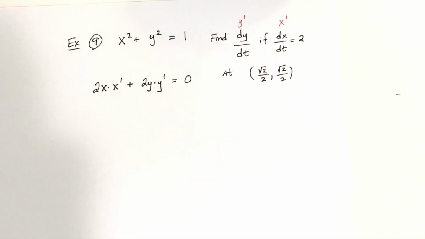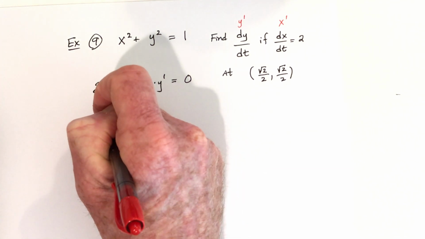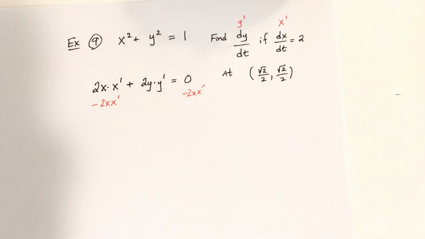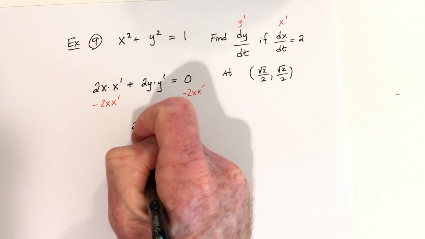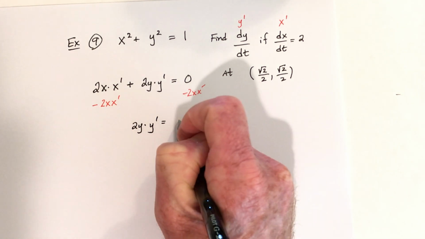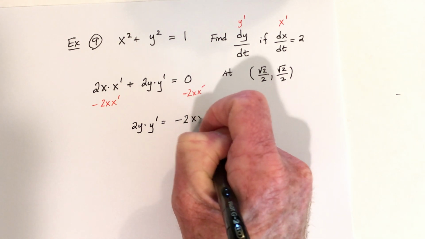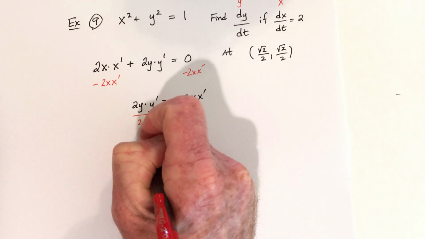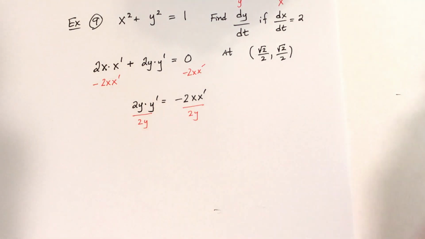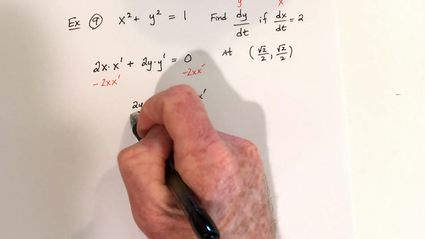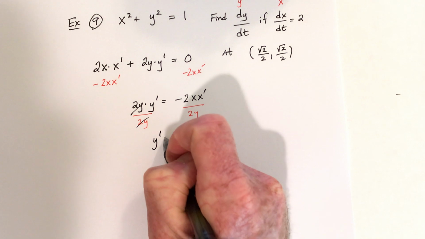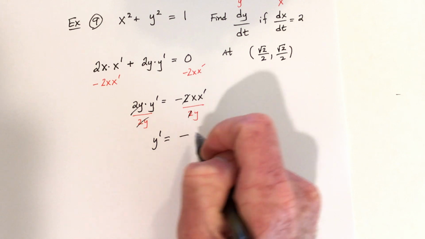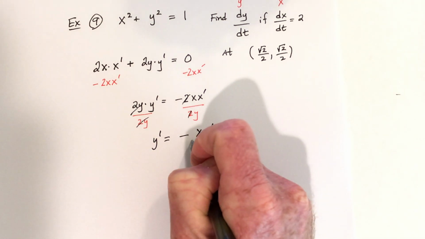So basically I need to just do the same algebra that I did. So subtract 2x, x prime from both sides. The left side has the 2y, y prime. The right side has the negative 2x, x prime. And like with the last one, divide by 2y and divide by 2y. And so once these cancel, I get y prime equals, and these 2's will cancel, but nothing else will cancel. So it's negative x times x prime over y.